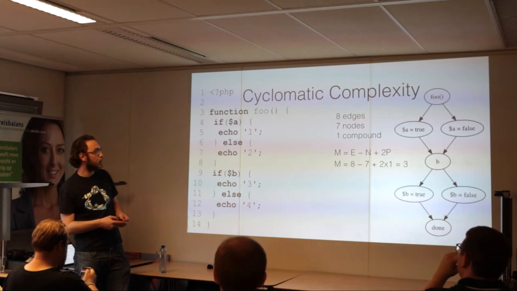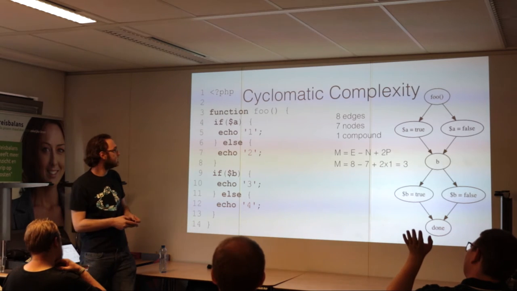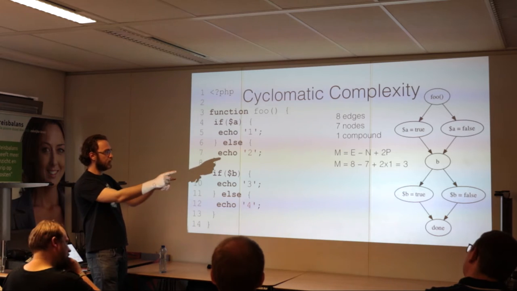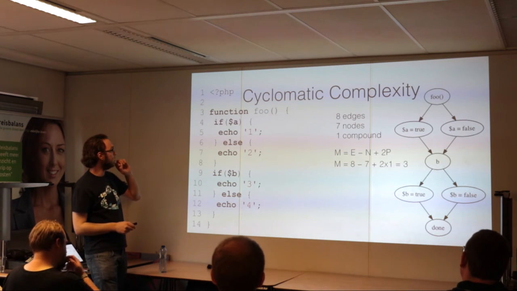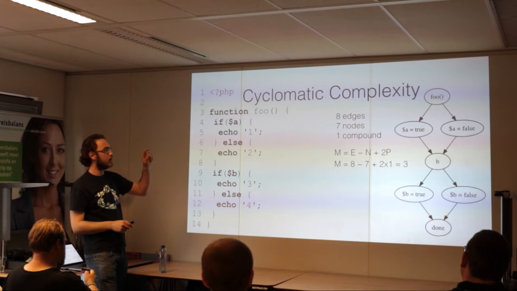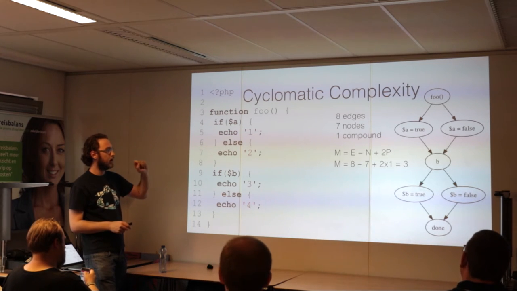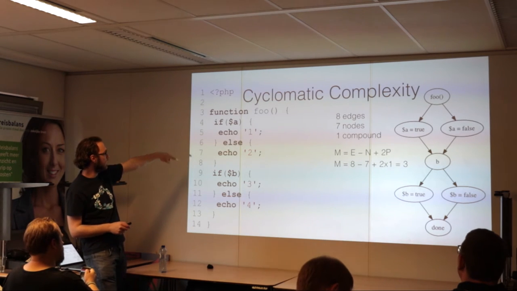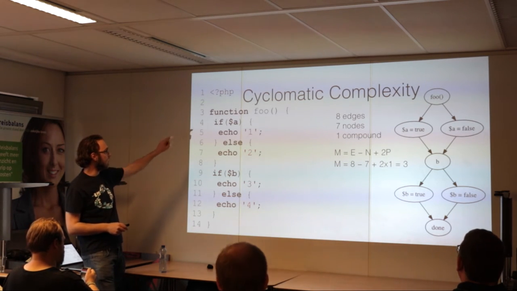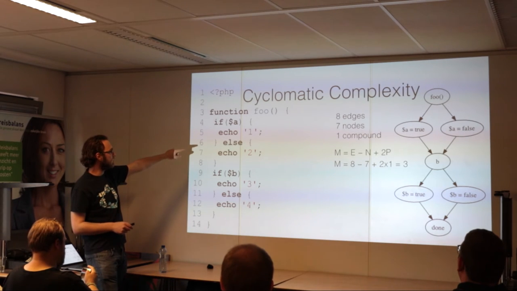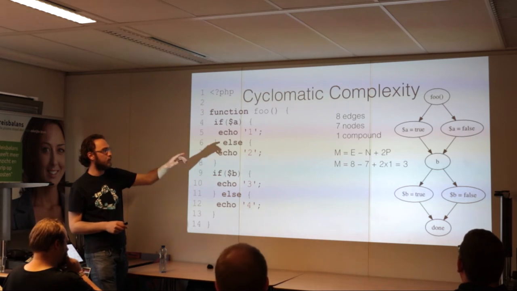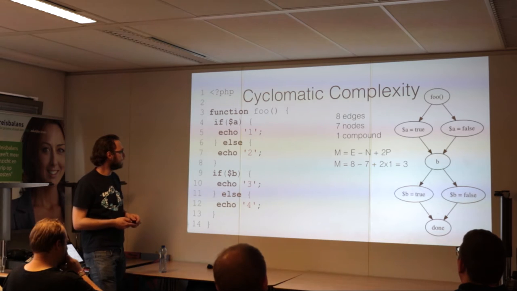The same counts for this one, which is a bit more complex. You have 2 paths going over there and 2 paths going from B back again. That's 8 edges, 7 nodes, and 1 component, but also a cyclomatic complexity of 3, because you still have 1 function and 2 if statements. The else statement is not counted, because it is a certain flow you can always go through if you take 1 path through it.